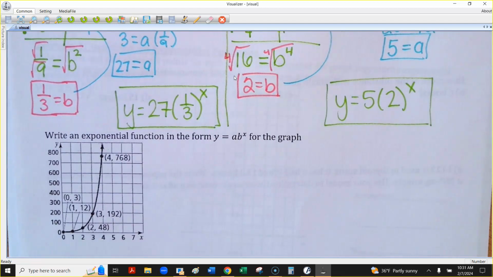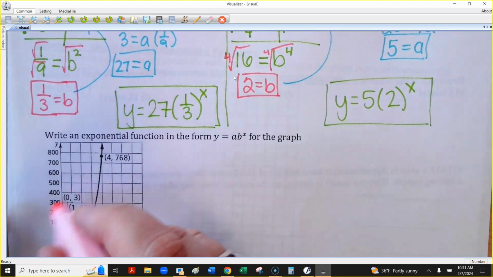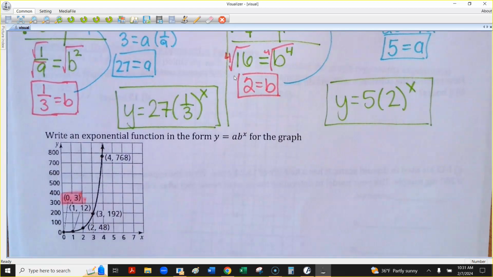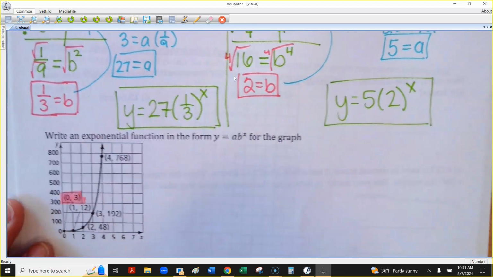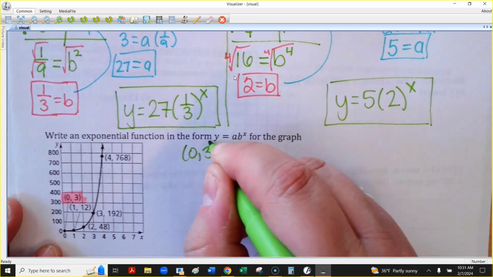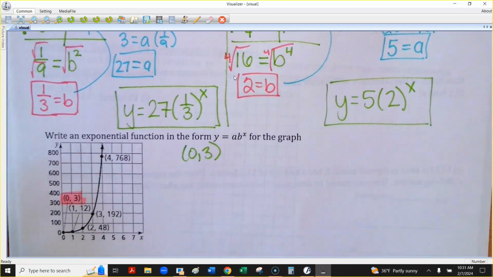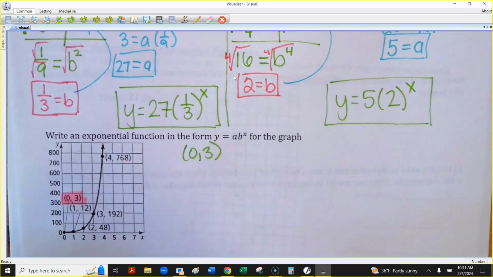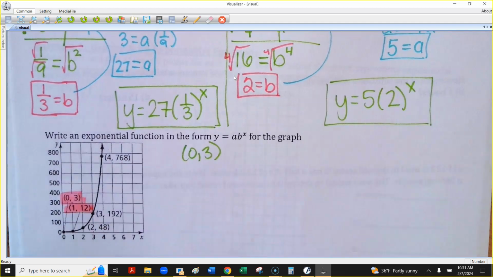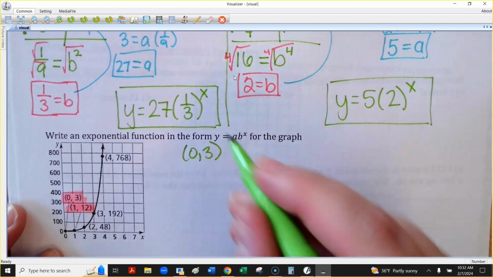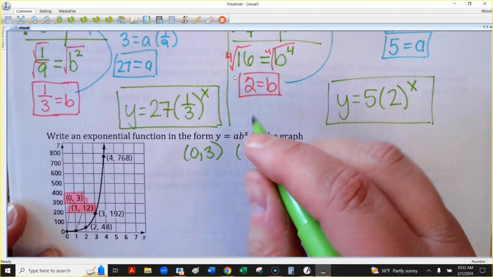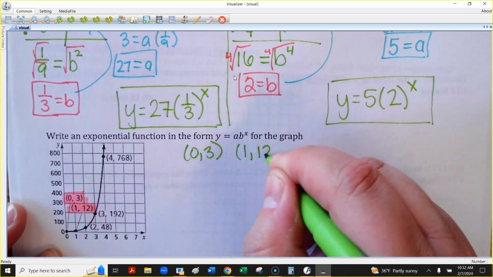Okay, if you have a graph, or if you have the point that has a 0 in it, please pick that point. Now, you can pick any other point you want, so we'll use the 0, 3, and honestly, it doesn't matter. If you want, I'll just pick the 1, 12, that's right, but you can pick any point, but if you have a point that has a 0 in it, please pick that, and you'll see why in 2 seconds when I set this up.